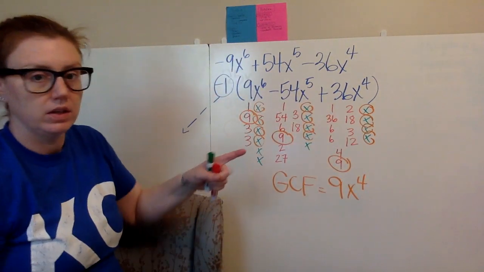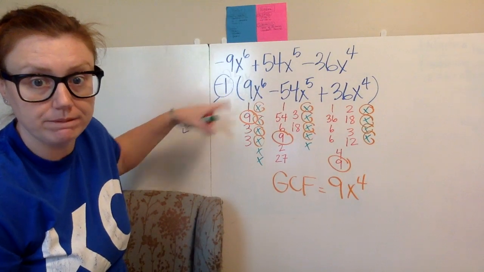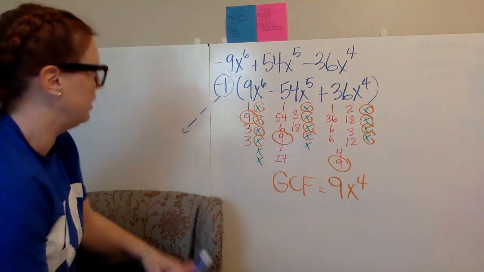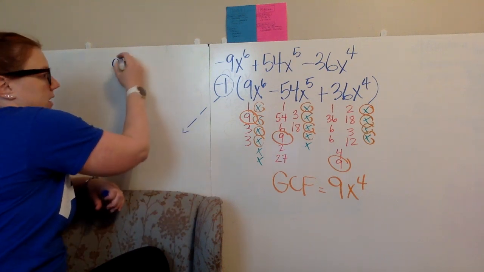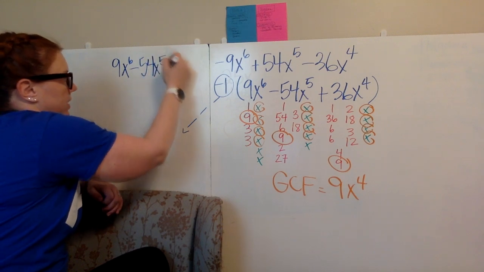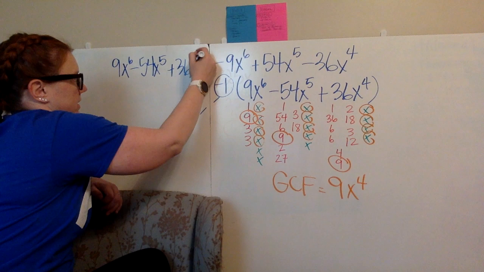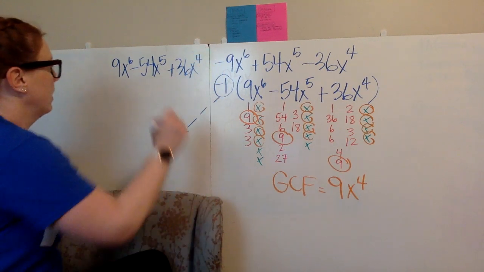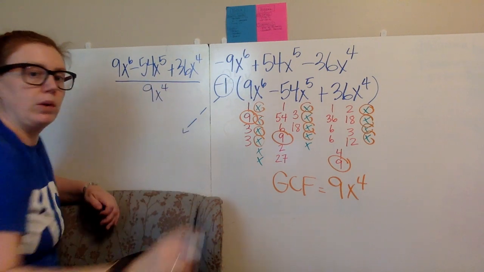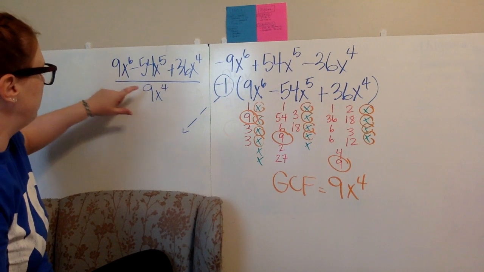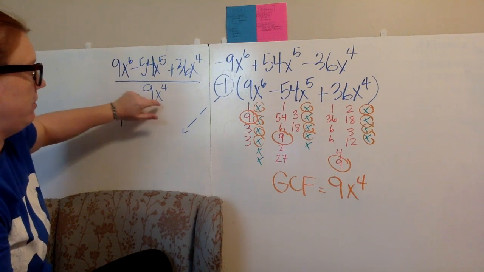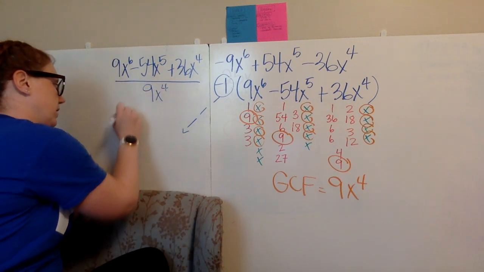Now remember, when I get done, I have to put that negative back in, but we're not there yet. Because I took that negative out, I changed my problem. It was 9x to the 6th minus 54x to the 5th plus 36x to the 4th, and I divide by 9x to the 4th. 9 divided by 9 is 1. x to the 6th divided by x to the 4th is x squared. I don't need that 1.